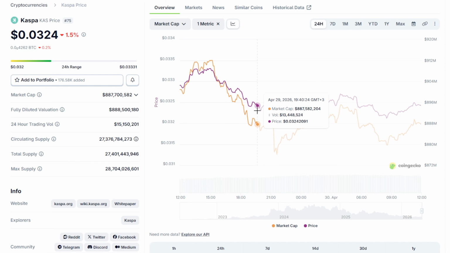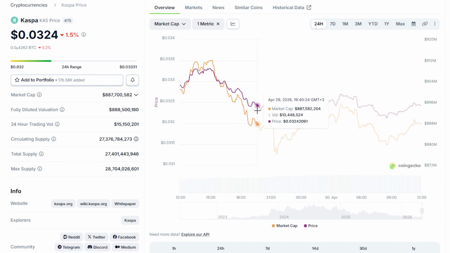Now for the behavioral analysis. Sellers continue to defend the resistance zone, but their reactions are becoming weaker. Fewer sharp pullbacks, lower trading volume during declines, no bearish momentum candles. This indicates a gradual depletion of supply. At the same time, buyers are not exerting aggressive pressure. This suggests that the market is still in an accumulation phase, not a trend.